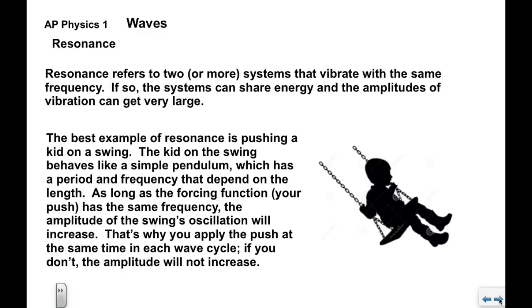You tend to push the kid on the swing more or less at the same point during the cycle. As long as the frequency of your push is the same as the frequency of the pendulum, the amplitude of the swing's oscillation will increase. It'll get bigger and bigger, which is why you apply the push at the same time as the kid goes past you. If you don't match the frequencies, the amplitude of the oscillation will not increase.